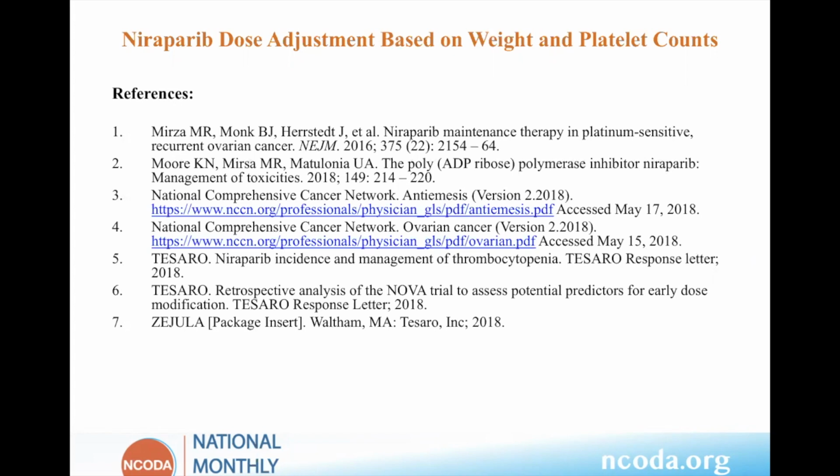Looks like we have one come through the Q&A box, Michelle. Our member asks, once a patient has been reduced, do they usually stay there or do they go back up to the 300 milligram dose? So I think the recommendation is to keep patients at that same dose once they have been dose reduced, particularly if it was due to a side effect.